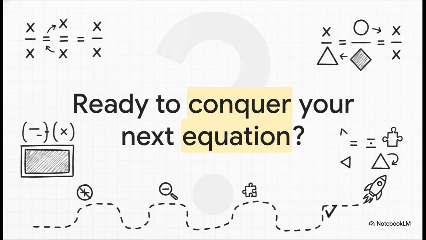You've got the ultimate roadmap now. Go out there, avoid that sneaky sign trap, and tackle your own math puzzles with total confidence. But before I let you go, think about this. What happens when our variables stop playing nice and start bringing exponents to the party, like an x squared? We'll save that mind bender for next time.